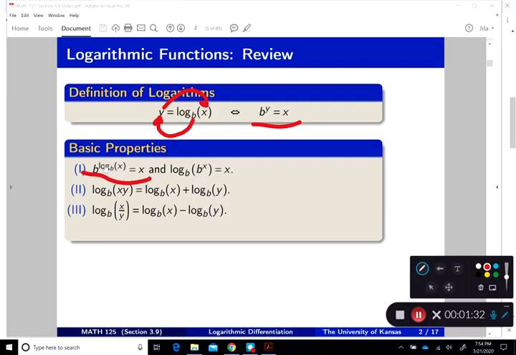The other one also comes from a similar sentiment. If we're saying that log base b of b to the power x is equal to y, then b to the power y has to be equal to b to the power x. That means y has to be equal to x.